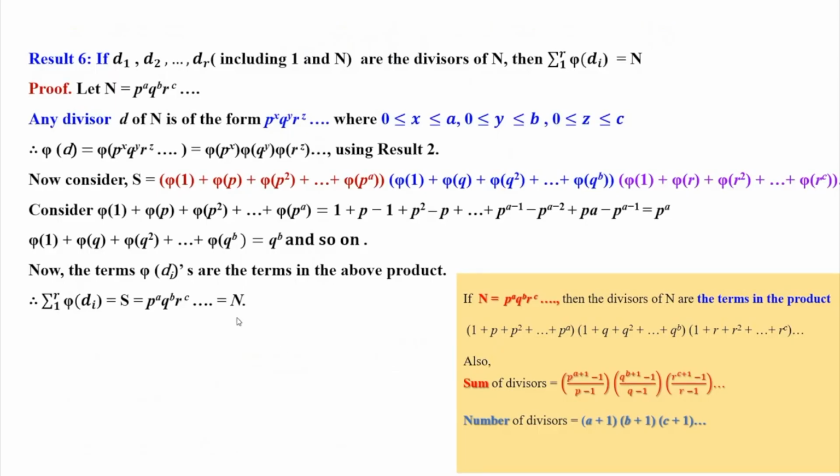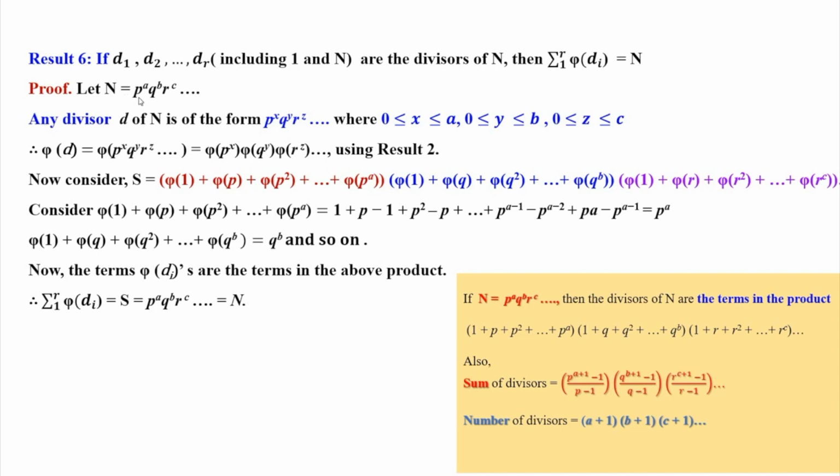Now we have this last result. If d1, d2, ..., dr, including 1 and n, are the divisors of n, then we can find the sum of phi of each of these numbers. You find their sum, and the result will be the given n. So that is the statement of this result.